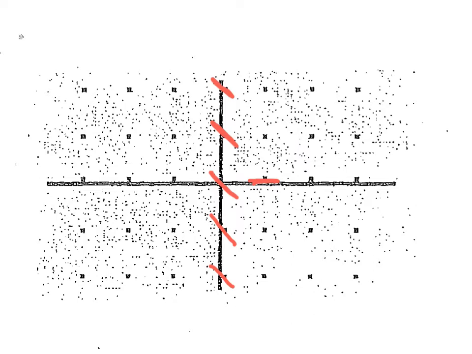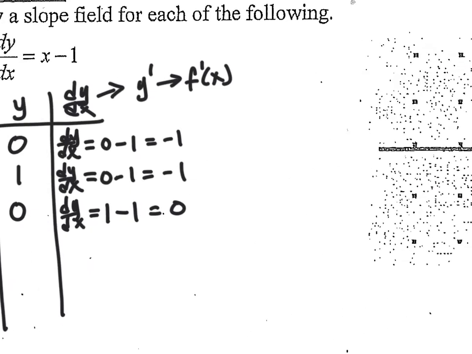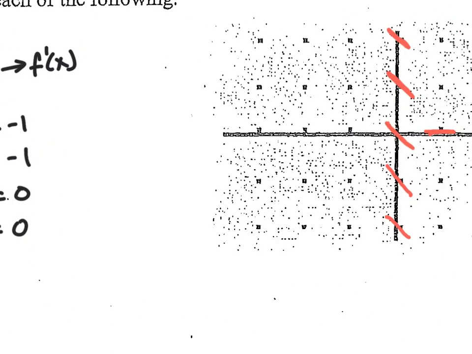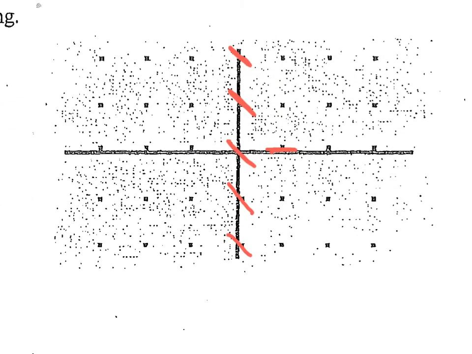Let's check out what happens at the point (1, 1). If I plug in (1, 1), I'm going to get the same thing, because I'm just plugging in 1 for x. The y value doesn't really matter. So dy dx is equal to 1 minus 1, which is 0. At this point, (1, 1), I have a slope of 0, so I draw a little tick mark that shows a slope of 0.